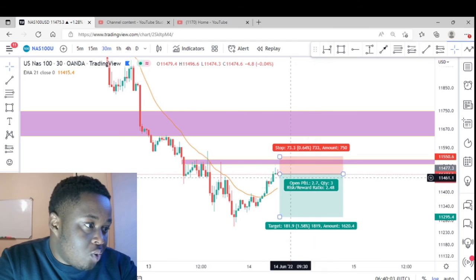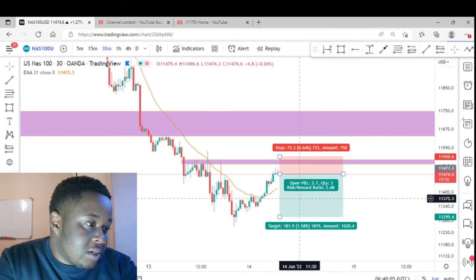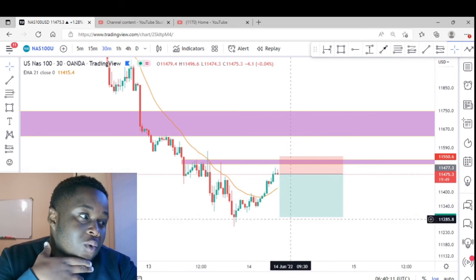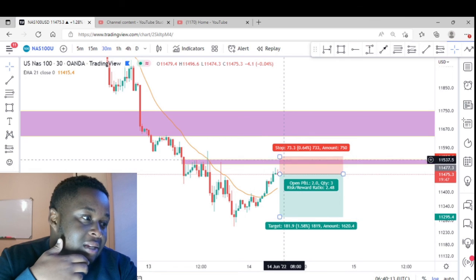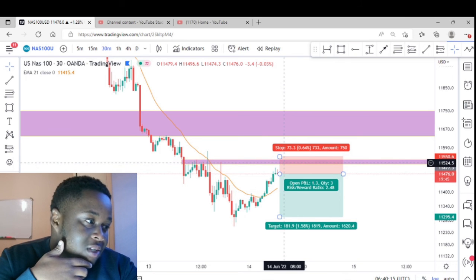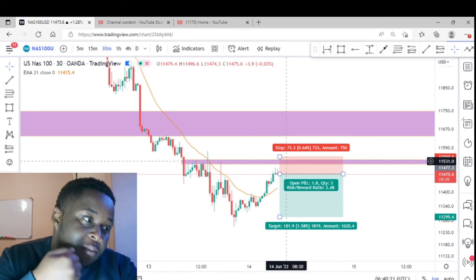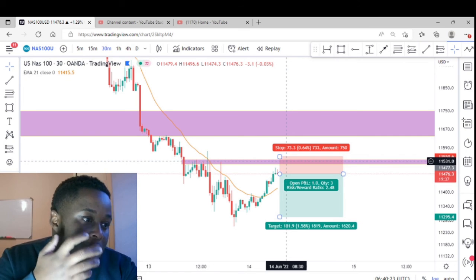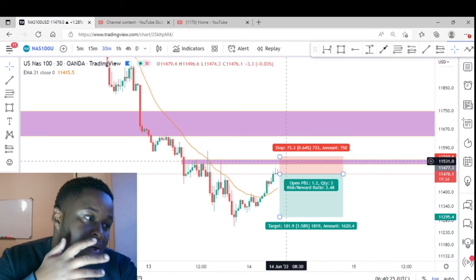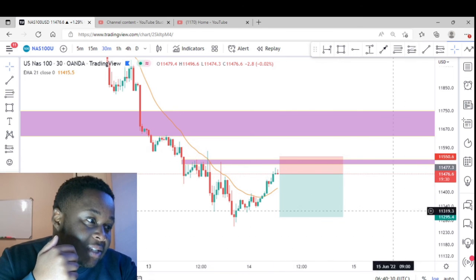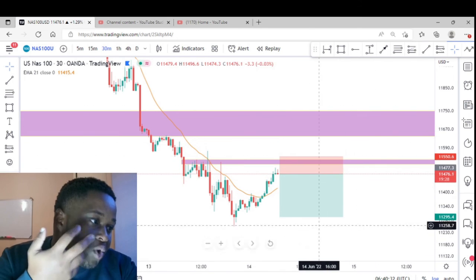You understand me? So you'd be looking at a nice 181 pip move. So yeah, this is what I would be looking at. But at first, I need the market to touch here. Whether it's a crazy wick hammer candle or an engulfing or a double top, I need the market to touch here to show me that we are having bearish momentum. You understand me? Or it could just break above, but this is potentially what I'm looking at today.